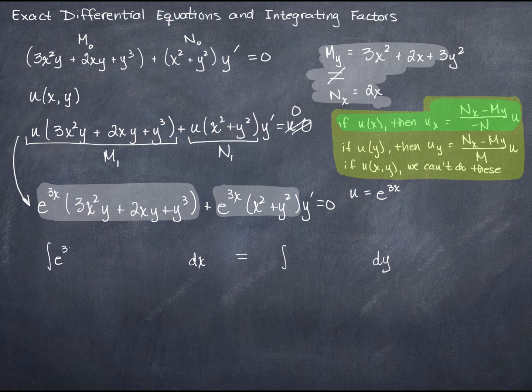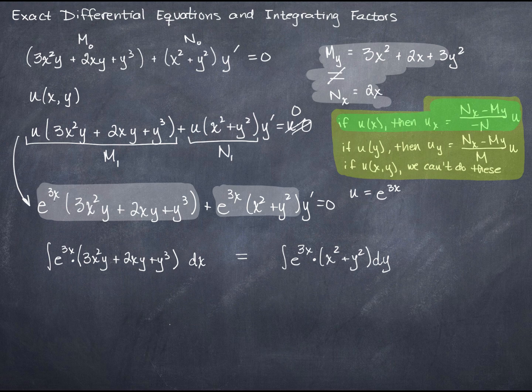I have e to the 3x (3x squared y plus 2xy plus y cubed), and e to the 3x (x squared plus y squared). And both of these are products, so my initial instinct is to use integration by parts. I'm not actually going to do these here. It's a bit tedious and a fairly complex process to walk through.